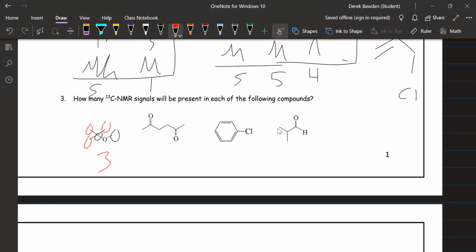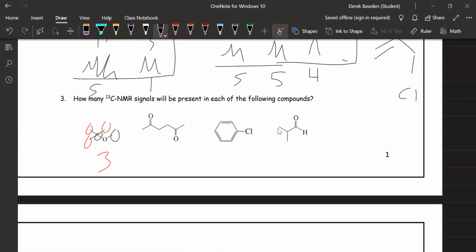Okay. It's not a huge portion of the exam, the CNMR stuff. It's not super helpful to understand. I mean, I guess, but HNMR is more helpful in my opinion. CNMR just tells you how many different types of carbons there are in the molecule, and this one has 3. Okay. Let's look at this next one.